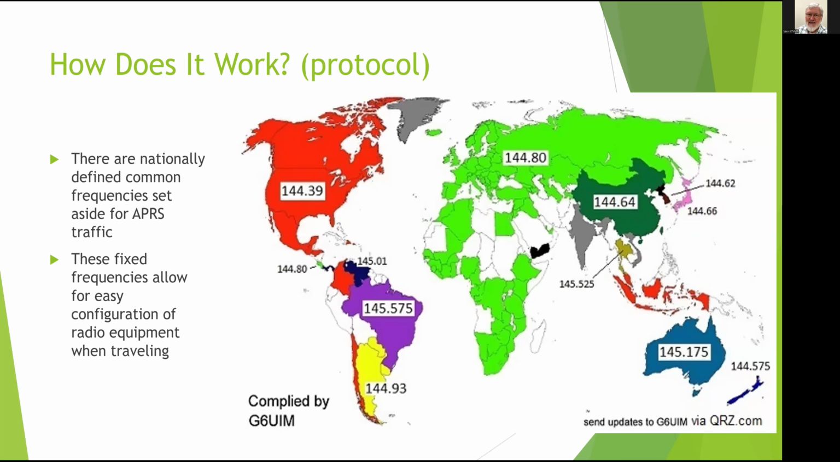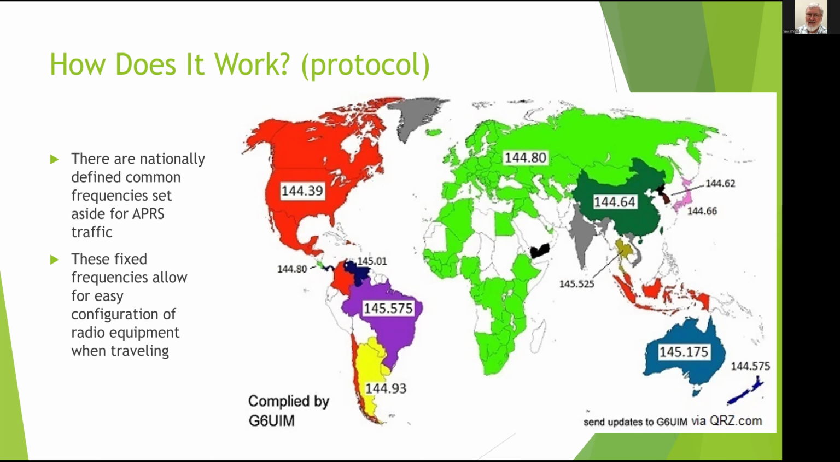All right. There are nationally defined common frequencies set aside for APRS. And these are well-defined and known. So if you're traveling somewhere and you want to take your APRS radio, you can do that if the laws of the country you're traveling to allow you to do that, right? Anywhere in North America, we're going to be using 144.39 on 2 meter band.